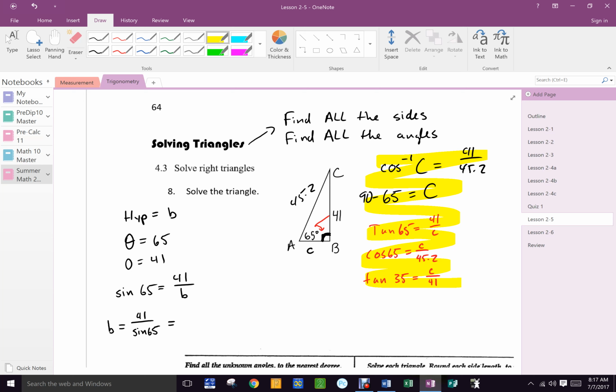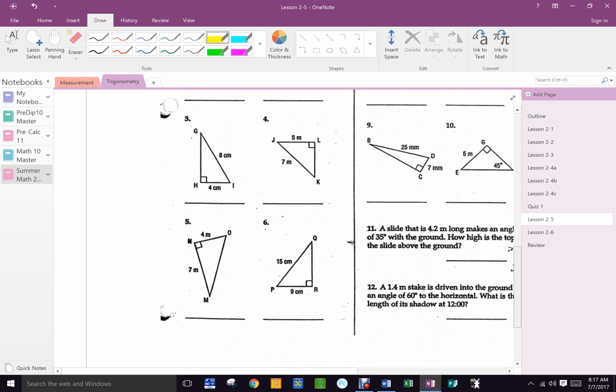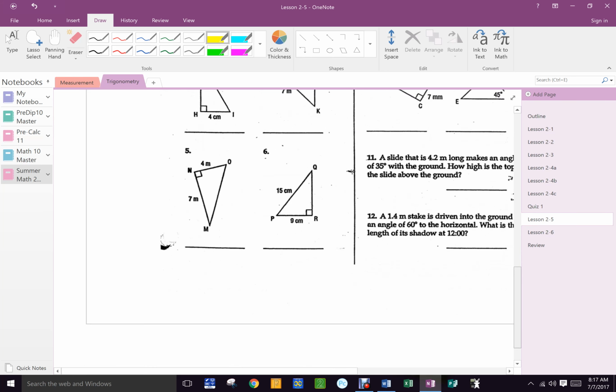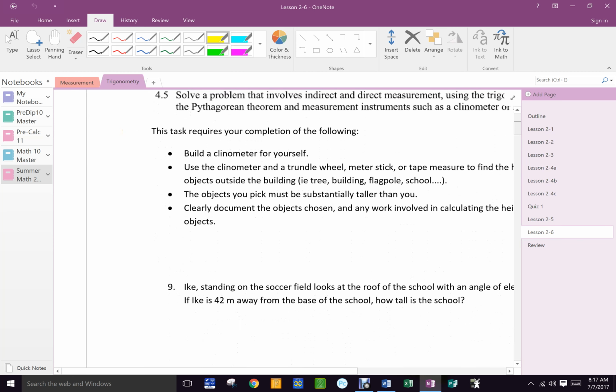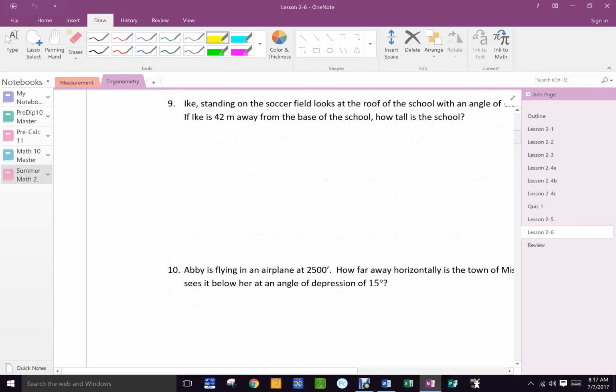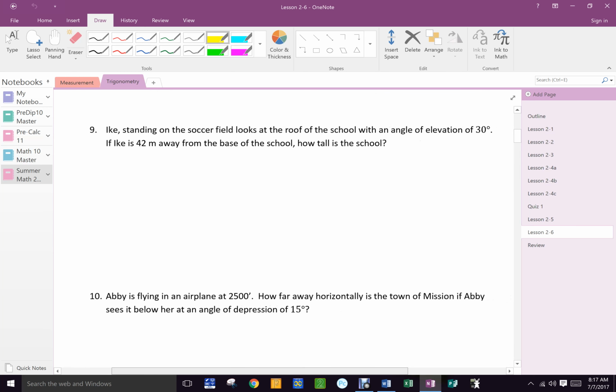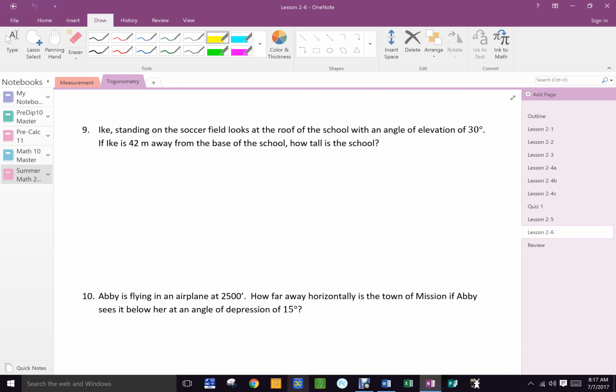Everybody with me? So I'm going to shut up about that because you got a page of practice on that. And I'm going to move on to page 65. We are not going to build a clinometer, but we are going to do some trig problems. And I'm going to do a few of them out loud, and then I'm going to shut up and let you guys practice trig and or surface areas and or unit conversions.